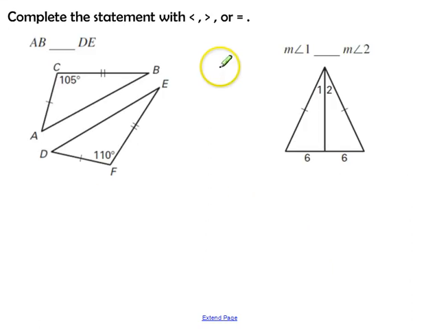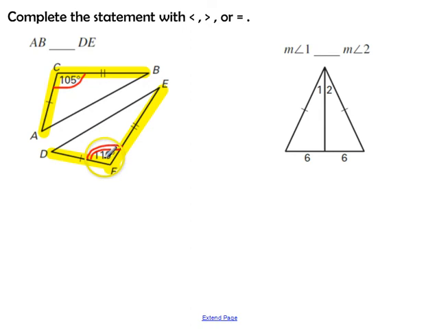Here we need to complete the statement with less than, greater than, or equal to, and we're going to be using the Hinge theorem and the converse. So in this first example, we're given that side CA is congruent to DF, and side CB is congruent to FE. And we want to focus on the angle that's given between them, angle 105, and angle 110.